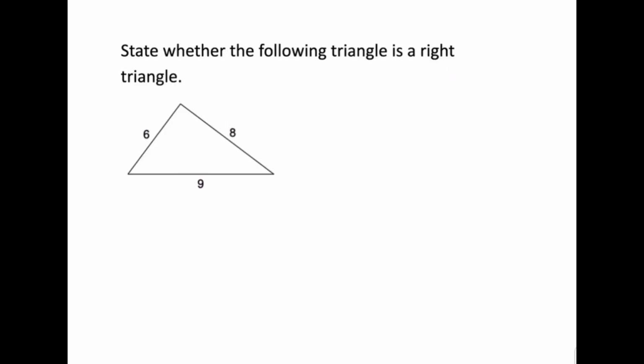Let's go through one final problem. This problem says that we need to decide if the triangle is a right triangle. Remember, the Pythagorean theorem only works for right triangles. If we plug numbers into the Pythagorean theorem and it works out, then we know we have a right triangle.